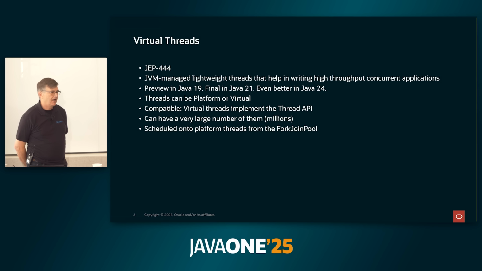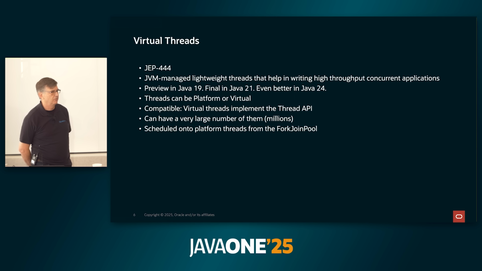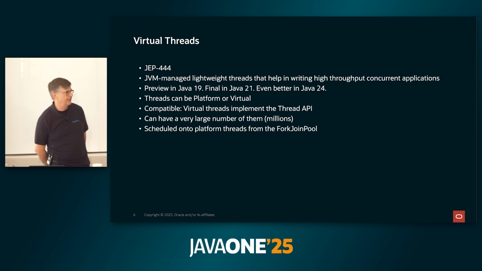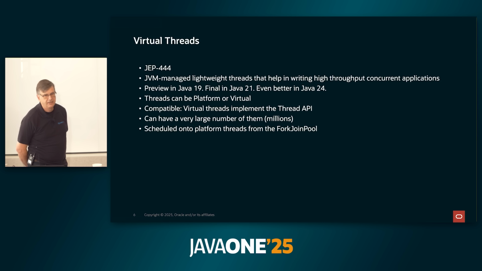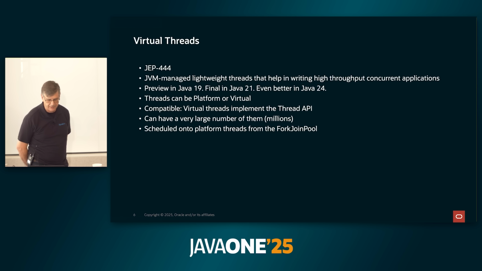So now in Java, threads can be either platform threads or virtual threads. Virtual threads are compatible with platform threads from an API point of view. So if you have code that creates and uses platform threads, that code is API compatible with virtual threads. So making the switch at that level is pretty straightforward, although there are some considerations that we'll talk about.